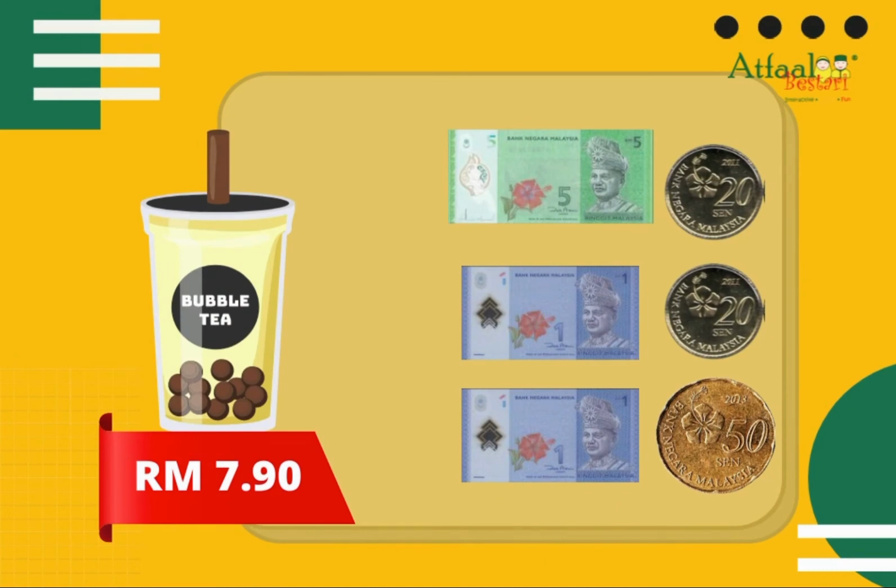Now, the price of bubble tea is 7 ringgit and 90 cent. You need to use 5 ringgit plus 1 ringgit and another 1 ringgit. So equal 7 ringgit. For 90 cent, you need to use 50 cent plus 20 cent plus 20 cent.